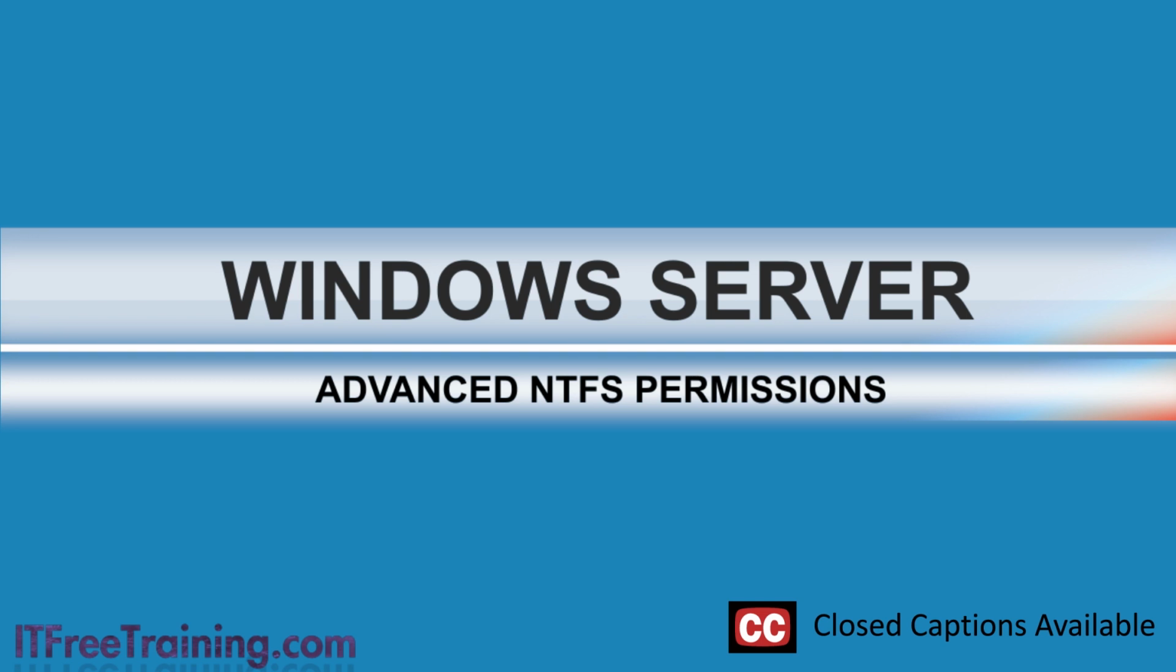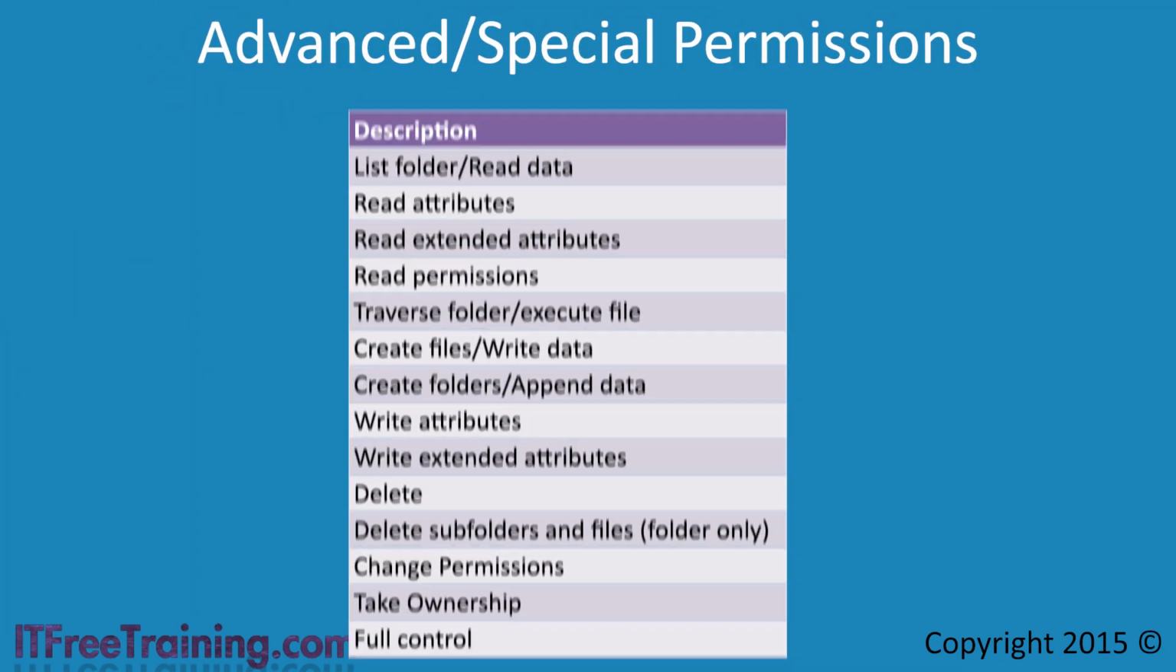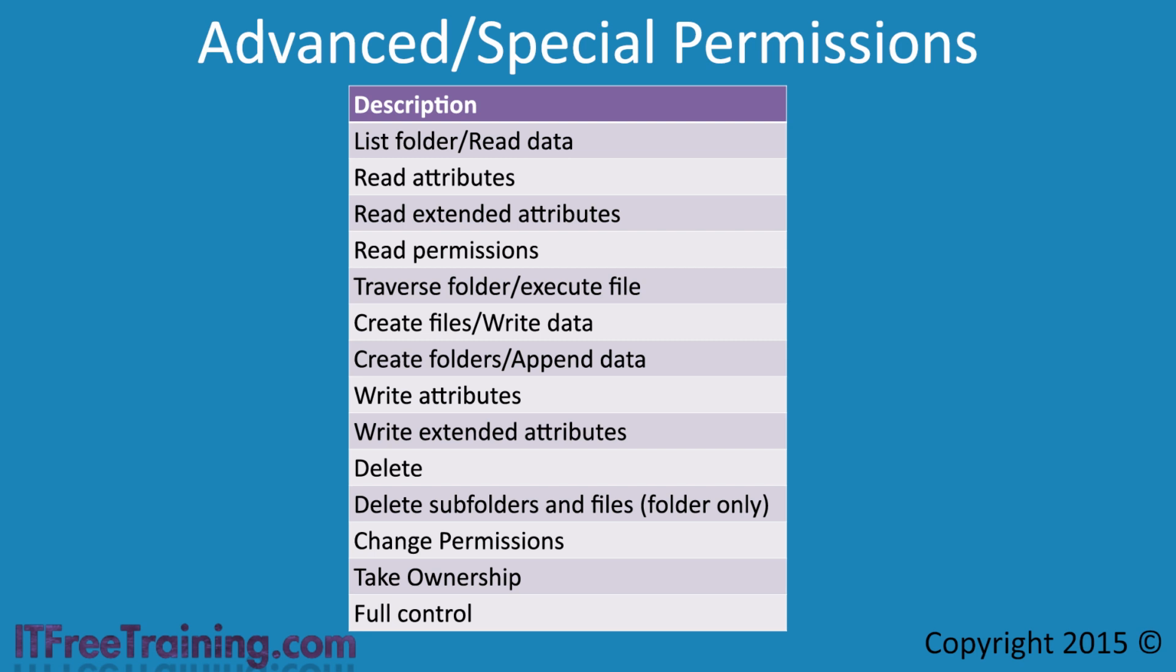Previously, I looked at the 6 basic permissions. Advanced permissions allow the administrator to divide these 6 basic permissions up into smaller parts to give more control to the administrator. Shown here are the 14 advanced permissions that are available. In older versions of Windows, these were referred to as special permissions. 13 of them are available for files and folders, while 1 is only available at the folder level.